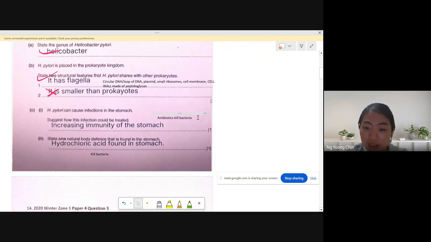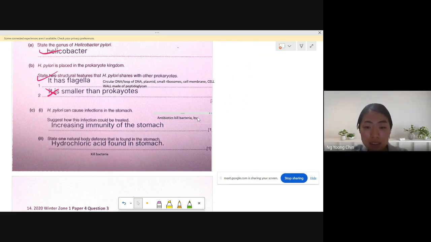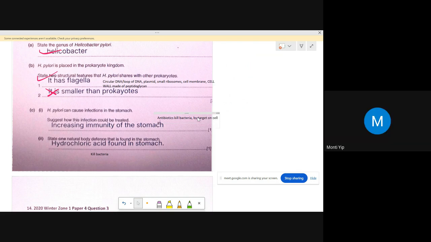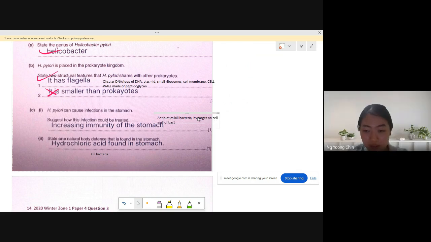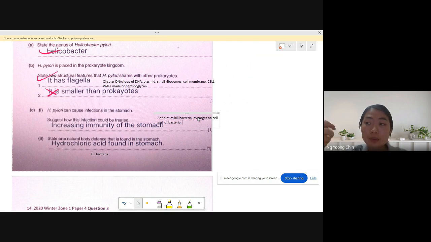Okay, so do you understand? So how the antibiotic kills the bacteria is by targeting the cell wall of the bacteria. It's something like someone stepping up to you with a knife, and then you will be bleeding. So it will cause lysis of the bacteria.